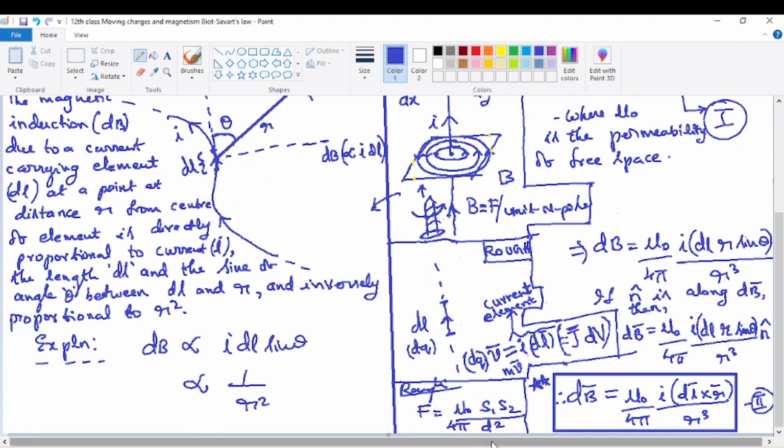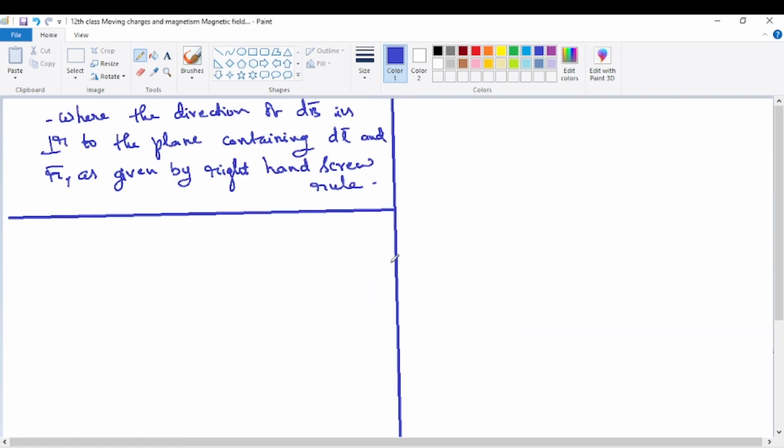And after this, one more sentence is there. That sentence I'm just showing. So this is the sentence. This is the completion of the answer. After this, the line denotes the completion of the answer, where the direction of dB is perpendicular to the plane containing dl and r. That's all. This is the completion. So quickly take down this before attending the next class.